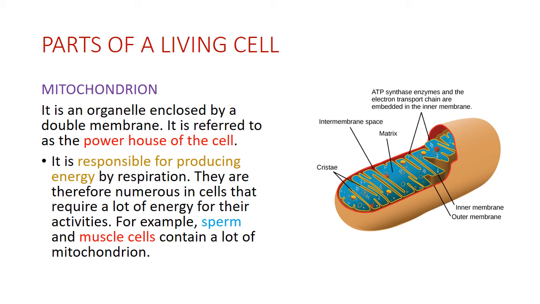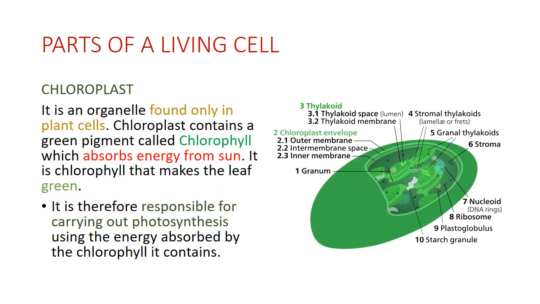Normally, cells that require a lot of energy for their activities tend to have a lot of mitochondria. For example, the sperm cell that is needed to fuse with the egg from the woman and produce a baby. Because they have to swim, they require a lot of energy. Because of that, sperm cells contain a lot of mitochondria, as well as muscle cells. Muscle cells are involved in movement, such as you walking, so they require a lot of energy to do that. Because of that, they also have mitochondria.